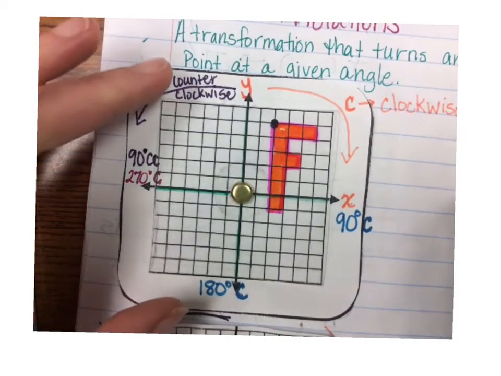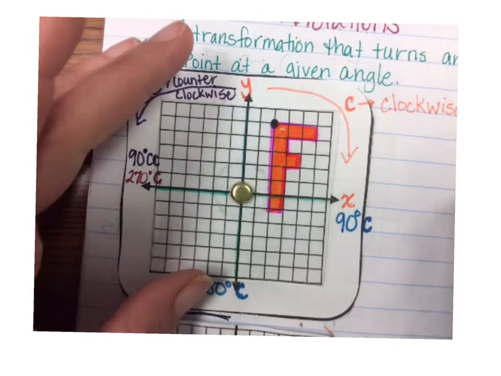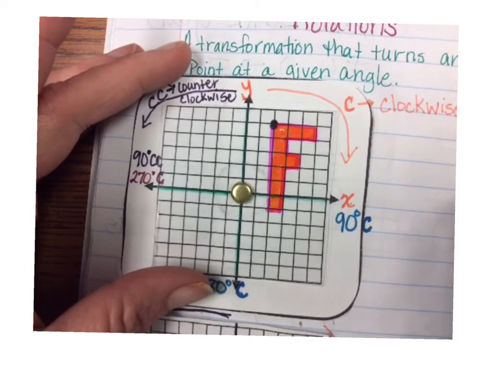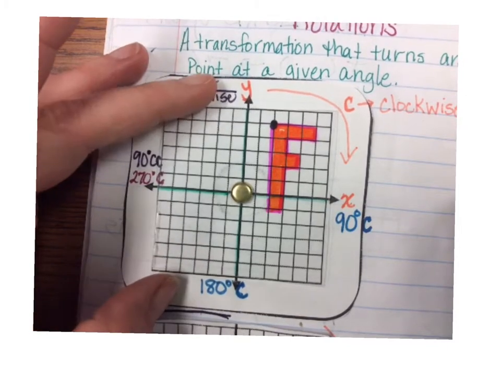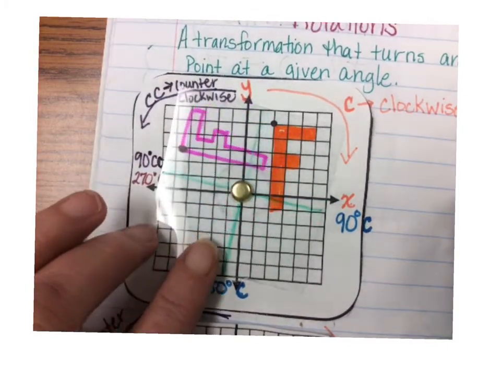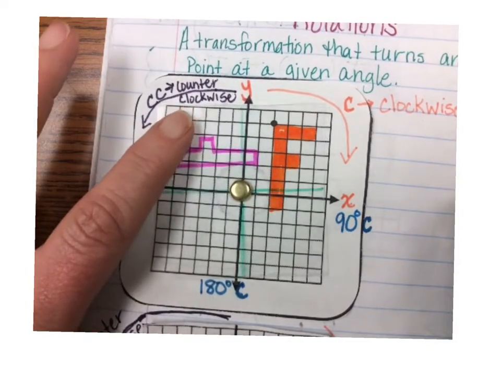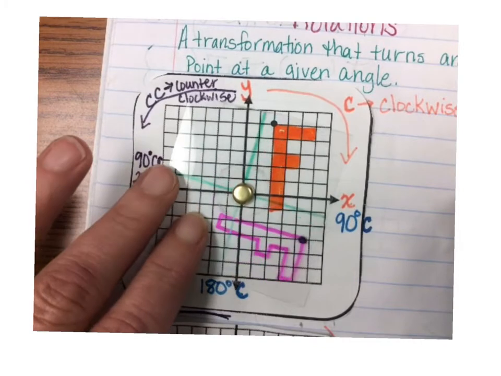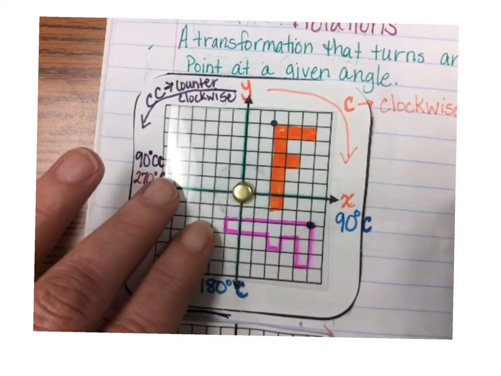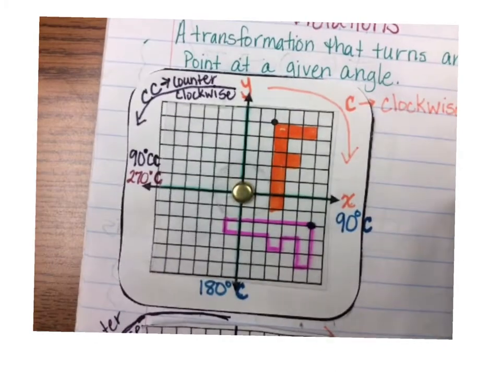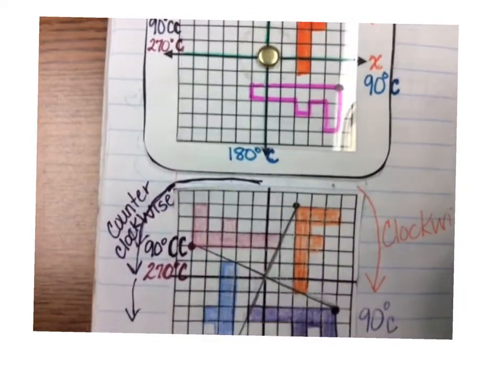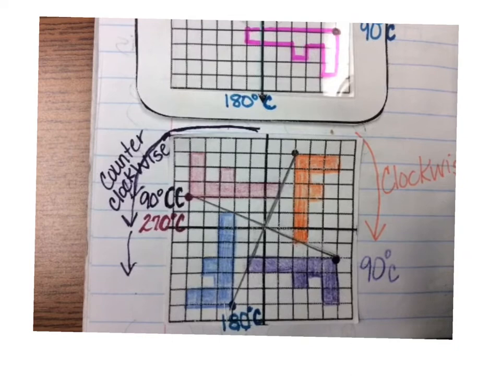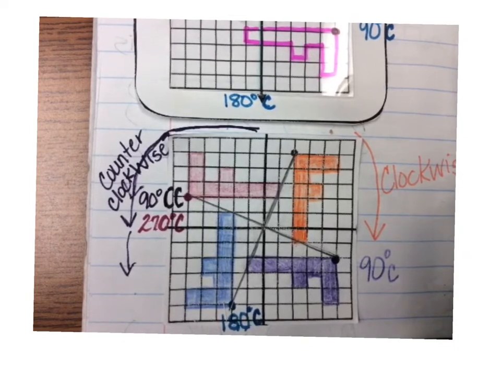Now we're back to our original spot, our original point, and this time we're going to move counterclockwise 270 degrees. So that's 90, 180, and 270. And you should notice that that would be at the same point that is 90 degrees clockwise.